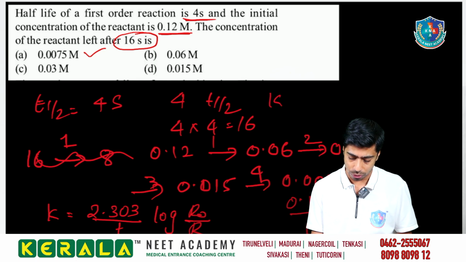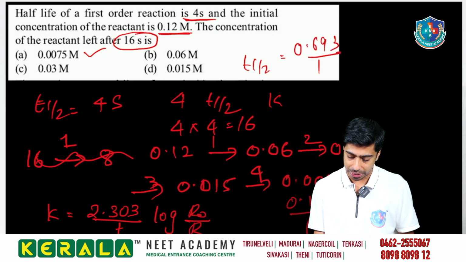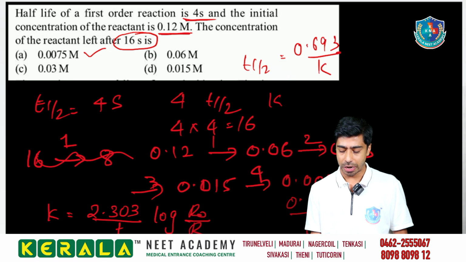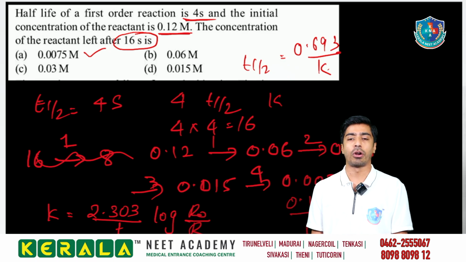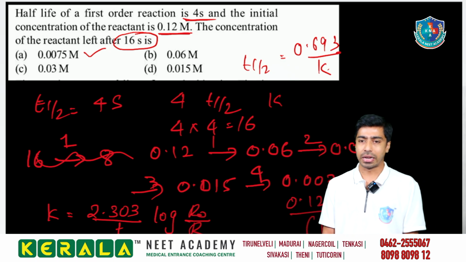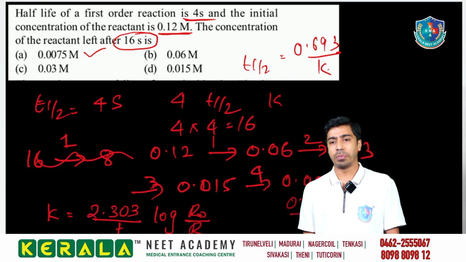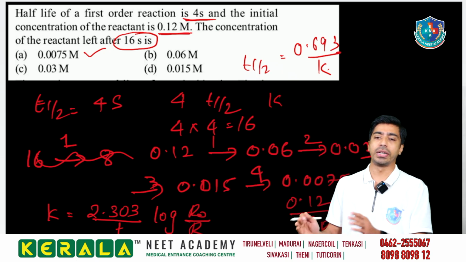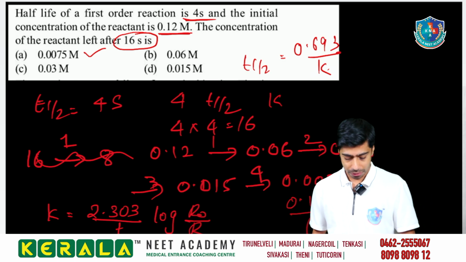So T half is equal to 0.693 divided by K. From that you can evaluate the value of K and substitute it, but it will take a lot of time. So there is no need for such a calculation because we know that this particular value will be after completing 4 half-lives. Okay.